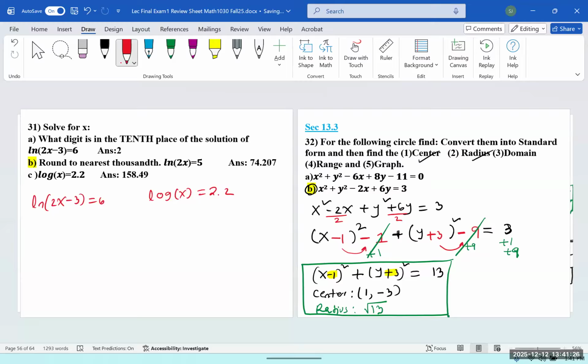First of all, do we know how to solve a logarithmic equation? Do we know how to solve a logarithmic equation? We don't, because you're so dumb. We don't know how to solve a logarithmic equation. So what do we do?